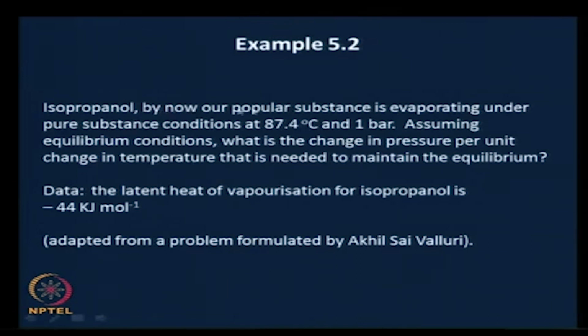Isopropanol, by now our popular substance, is evaporating under pure substance conditions at 87.4 degrees C and 1 bar. It is evaporating under pure substance conditions, which means that the temperature and pressure correspond to points on the vaporization line in a PT diagram. Assuming equilibrium conditions, what is the change in pressure per unit change in temperature that is needed to maintain equilibrium? And the data that is given here is that the latent heat of vaporization for isopropanol is minus 44 kilojoules per mole.